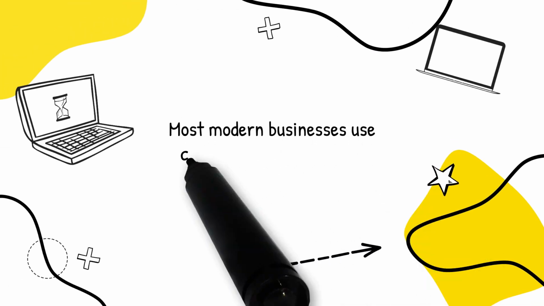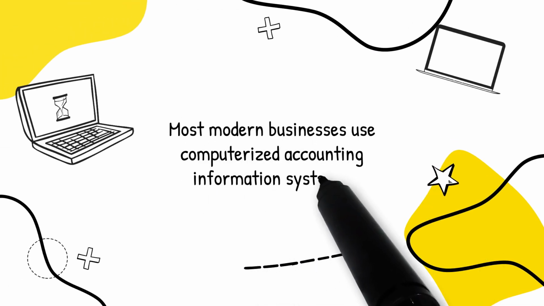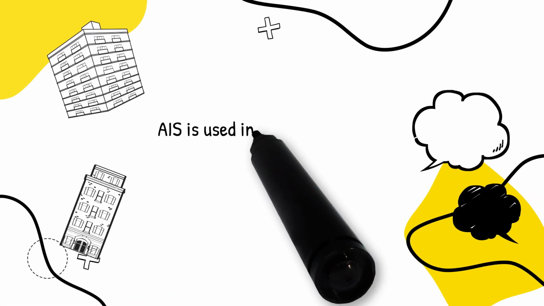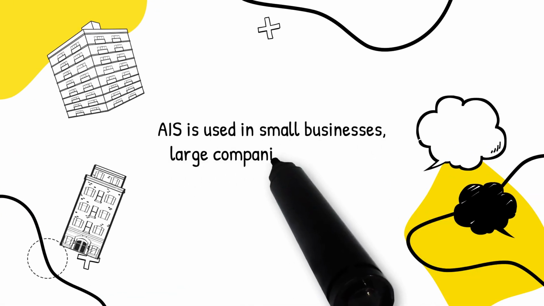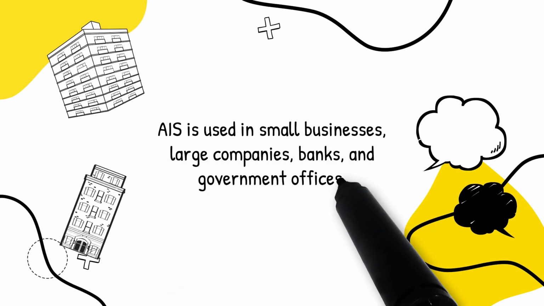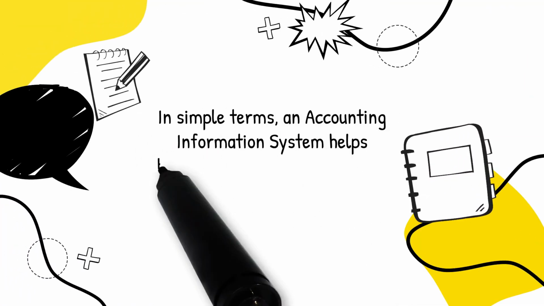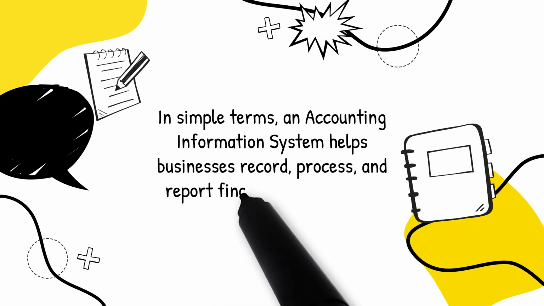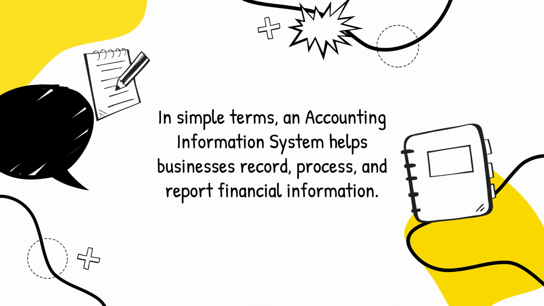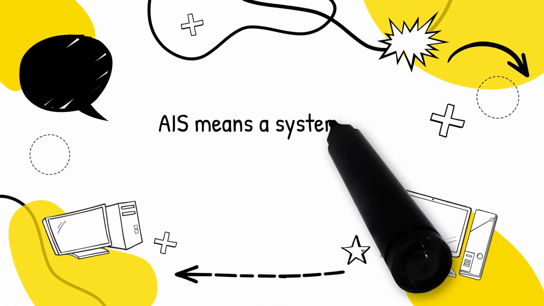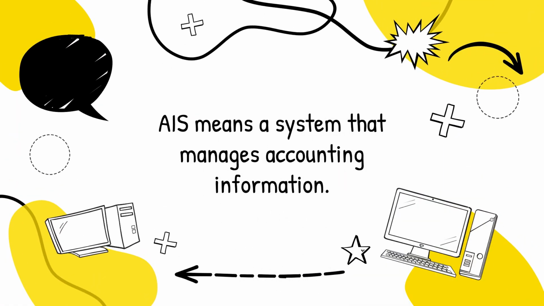Most modern businesses use computerized accounting information systems. AIS is used in small businesses, large companies, banks, and government offices. In simple terms, an accounting information system helps businesses record, process, and report financial information. Easy way to remember: AIS means a system that manages accounting information.